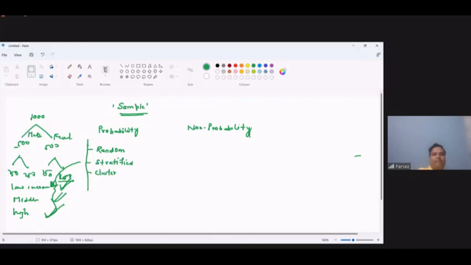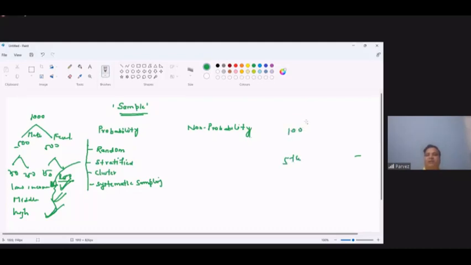Then next we have the systematic sampling method. Systematic sampling method means we try to create one system. We try to make one system. Like I say, every fifth item you select.